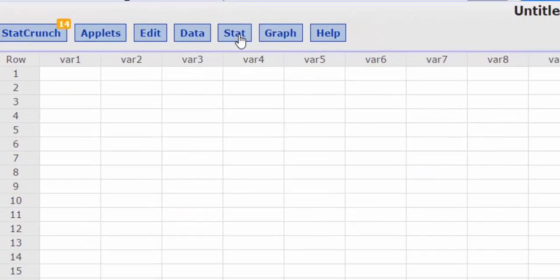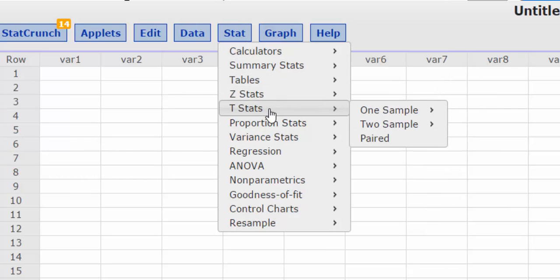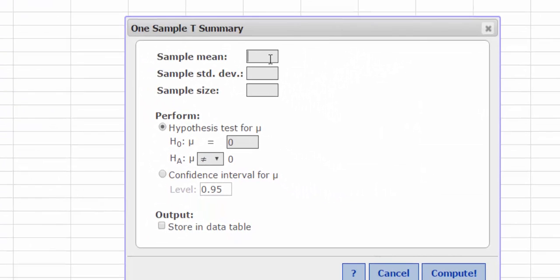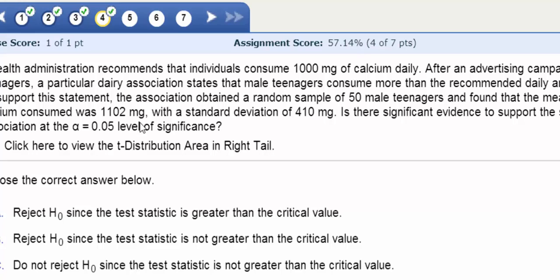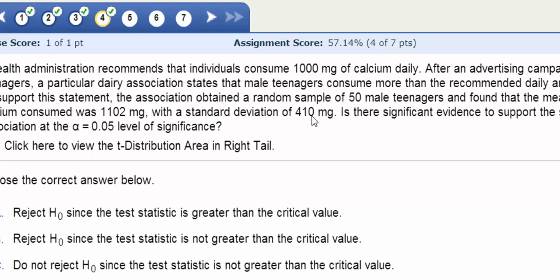I press Stat, and I'll go down to T-stats, one sample with summary, and I can enter my sample mean, which was 1,102. My sample standard deviation was 410, and my sample size was 50.